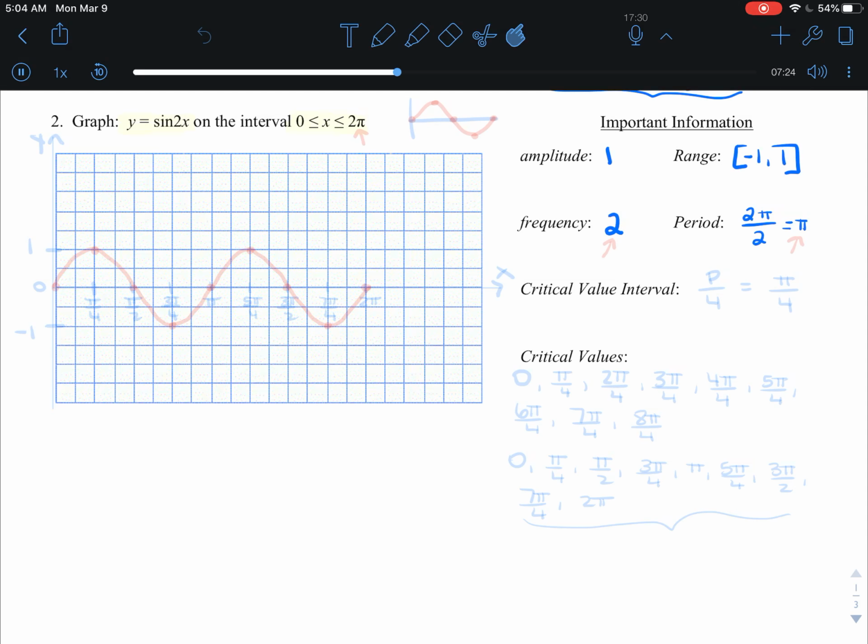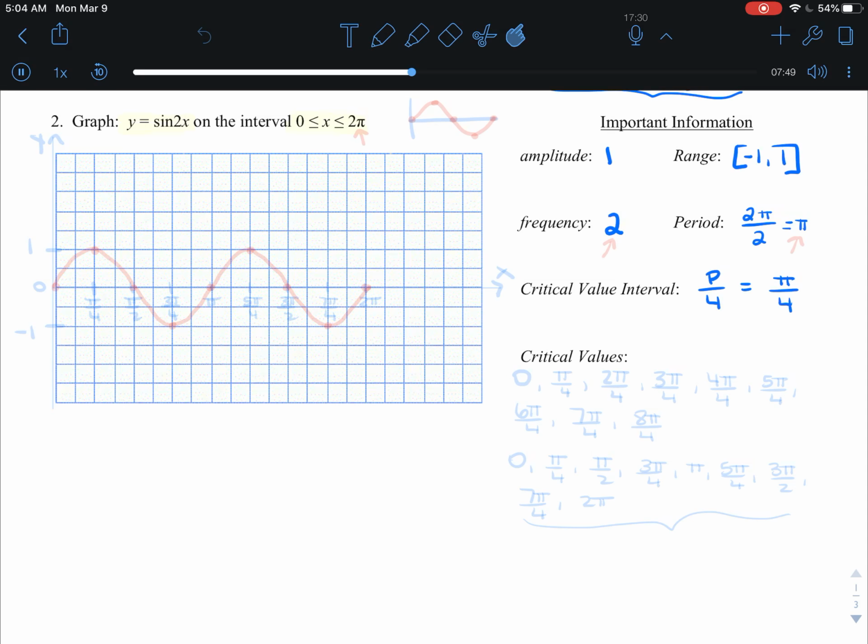Critical value interval, again, is period, which sometimes is 2 pi, but in this case it's not, divided by 4. So in this case, we have a period of pi, so if we divide that by 4, this is our critical value interval, meaning this is the amount of space between our tick marks along our x-axis.